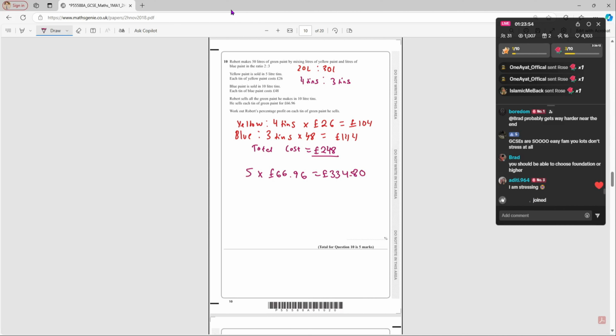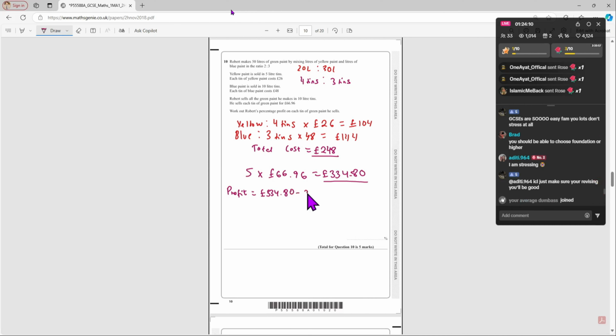And now once we've got that, we have to work out the profit. To work out the profit, you just do £334.80 minus 248, which will give you £86.80 in profit.